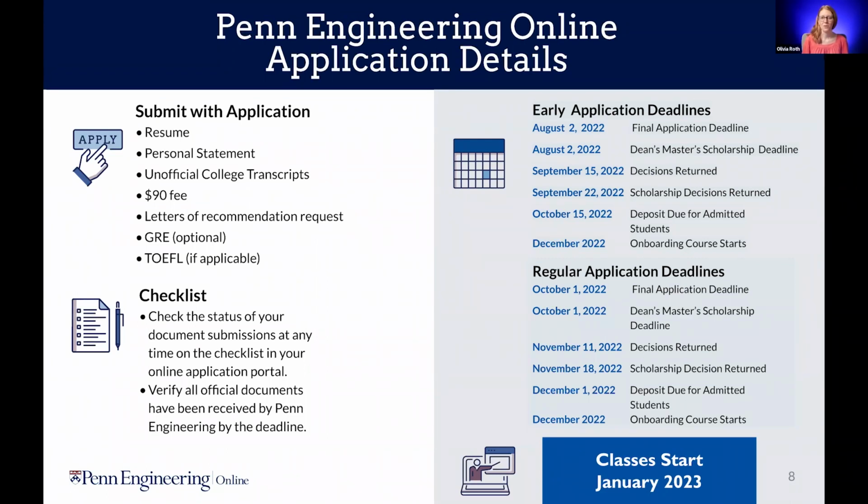And then the decisions are returned all on the same day. It's not rolling decisions. Those are all returned on September 15th. The scholarship decisions come shortly after that. And then we actually have an orientation course that starts in December for those who are admitted, and classes start in January. So we also have a regular application deadline.